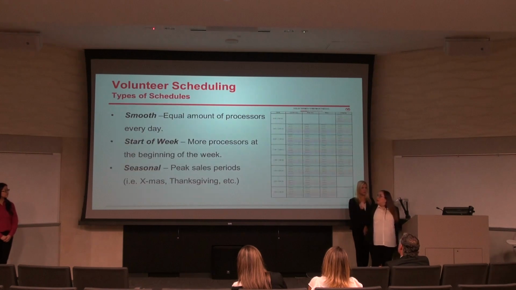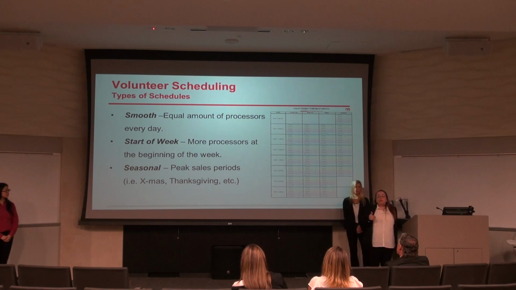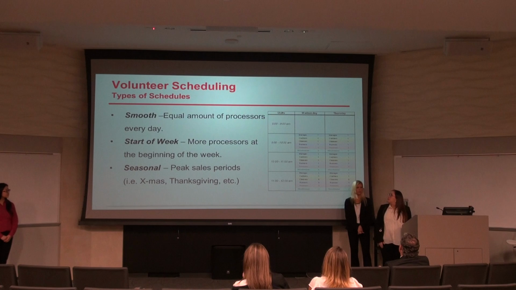So these results we used to create 3 different types of schedules. Our first schedule was a smooth schedule, which basically has an equal number of processors every day. Then we have a start-of-week schedule, which has more processors at the beginning of the week, and it goes down as the week goes by. And we finally have a seasonal schedule, which increases the number of workers at the store for peak sales periods such as Christmas or Thanksgiving. And this is what our schedule looks like, and this is just a close-up of any of the shifts.